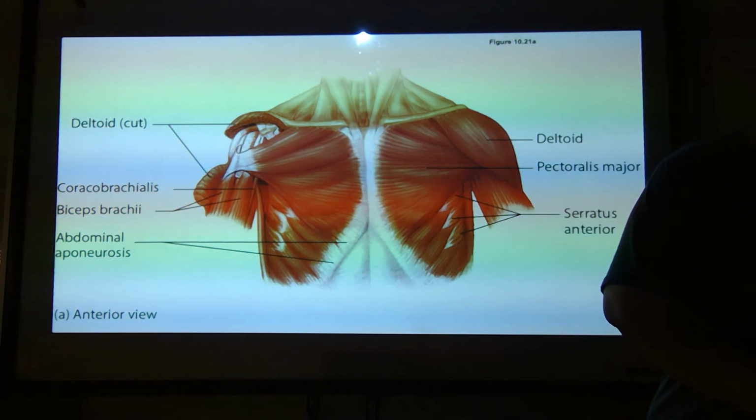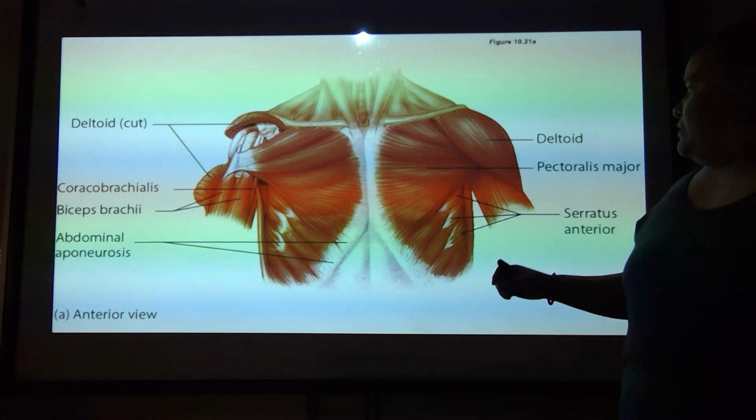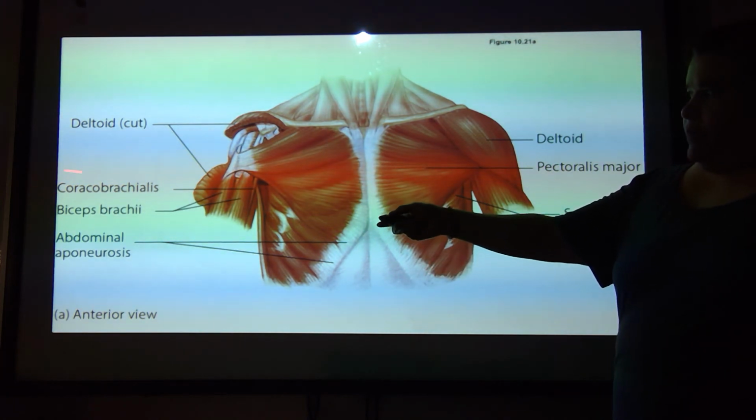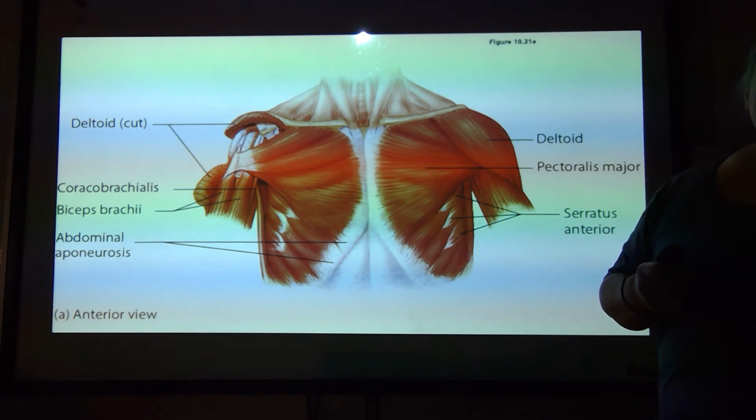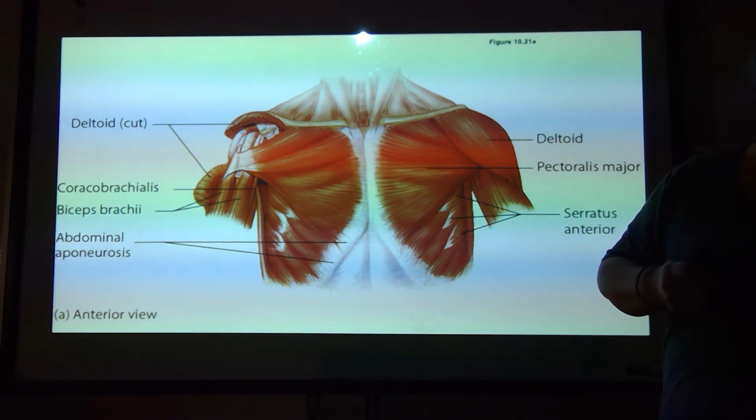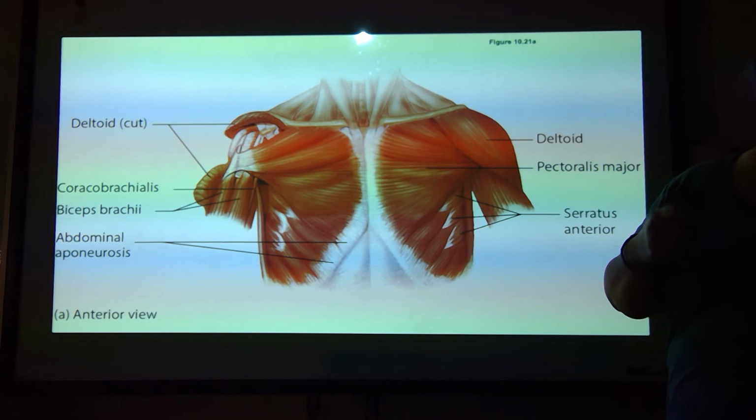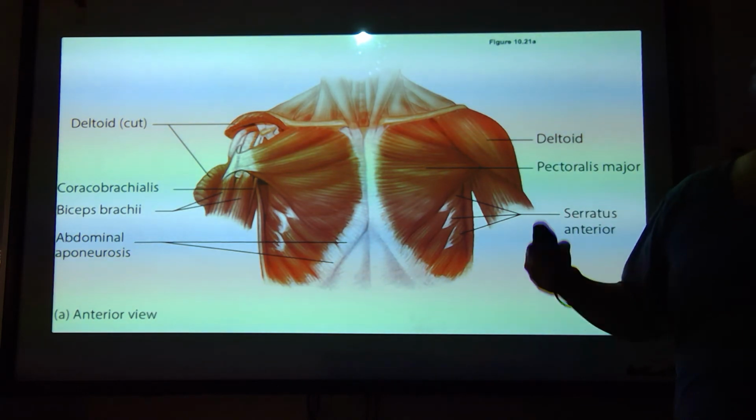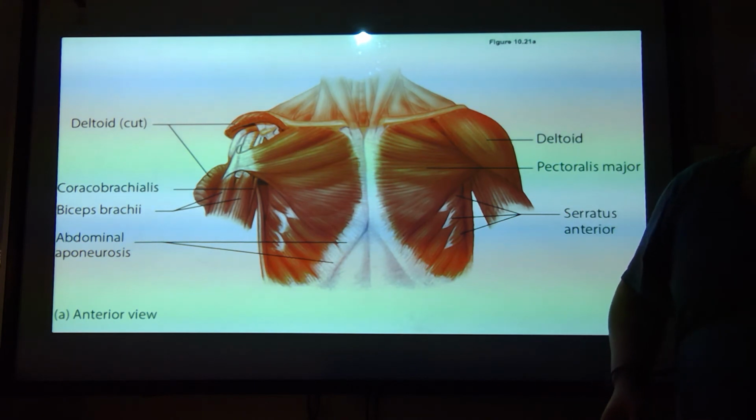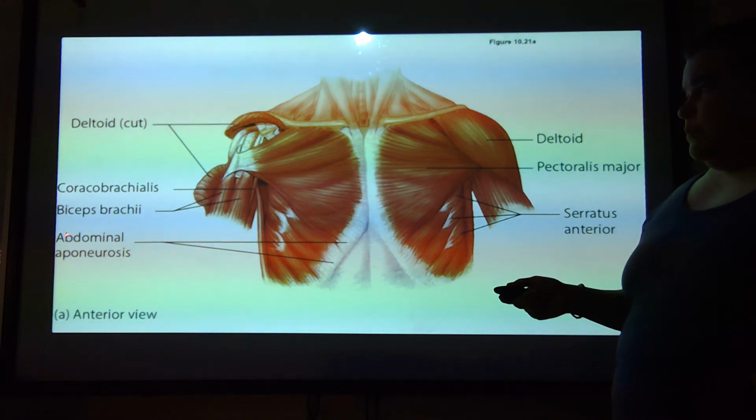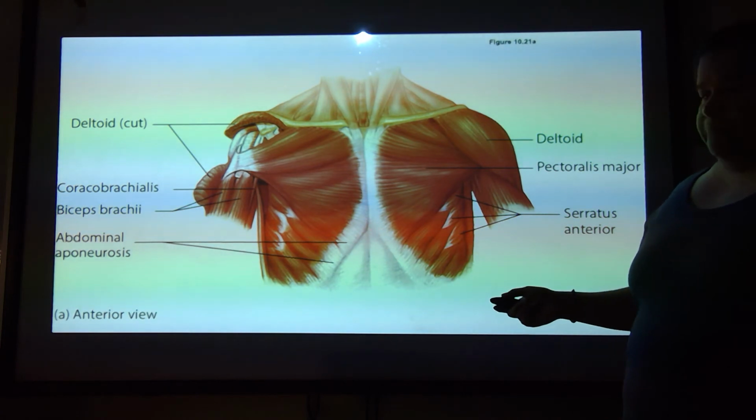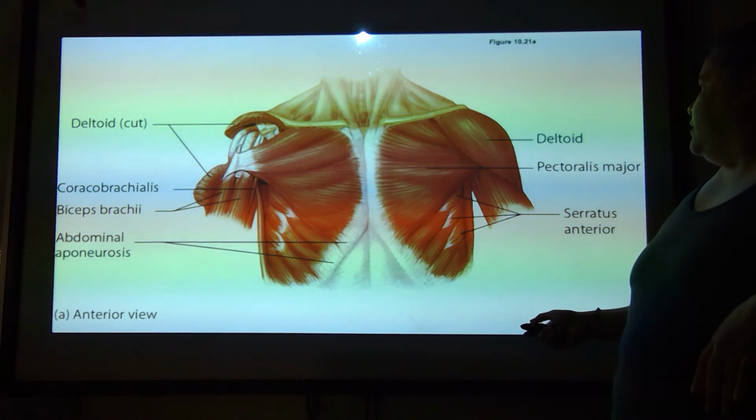The coracobrachialis, right here. I don't know how it's pronounced. It adducts the arm, it brings it toward the body, and it flexes the shoulder, okay? We talked about the biceps brachii. The abdominal aponeurosis is actually the tendon, so don't worry about that.